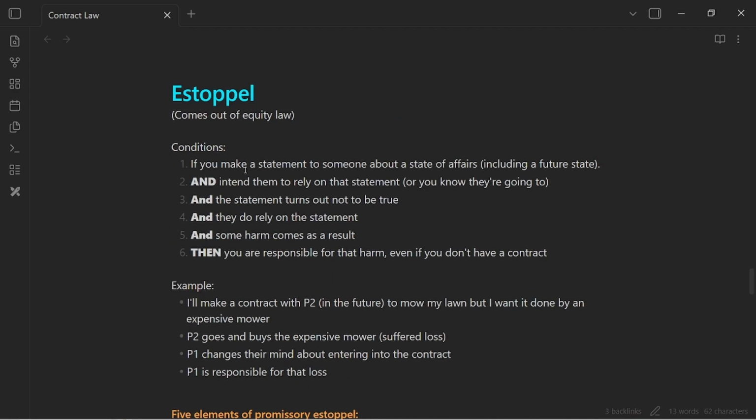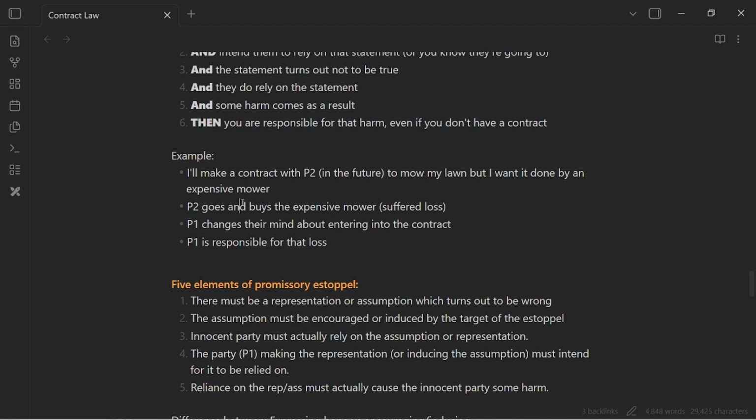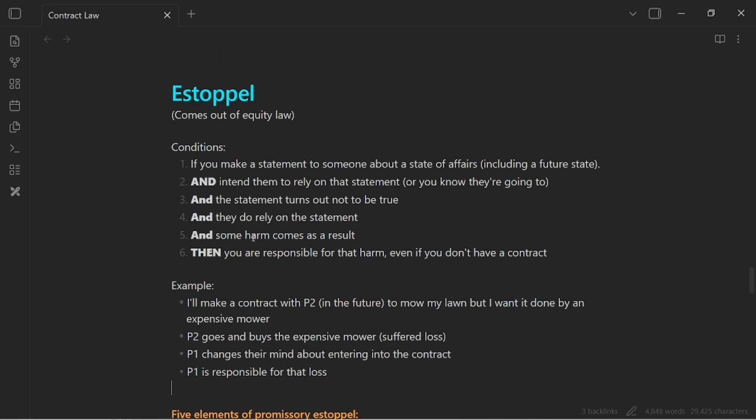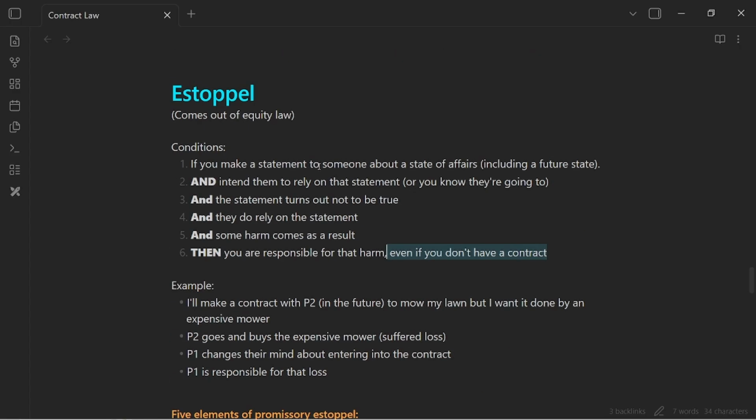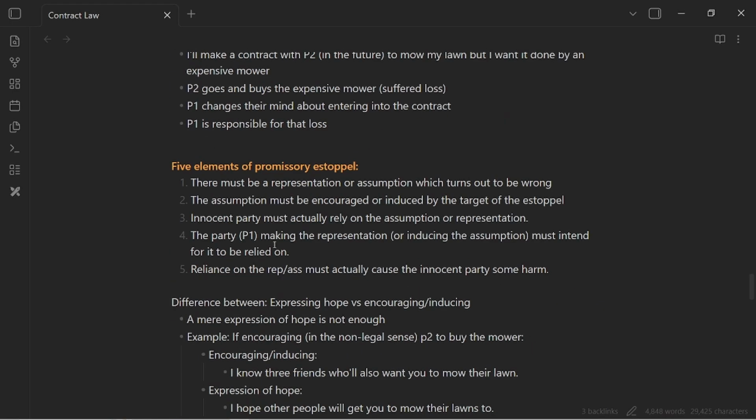Estoppel comes out of equity law. If you make a statement to someone about a state of affairs, including a future state, and intend them to rely on that statement, or you know they're going to, and the statement turns out not to be true, and they do rely on the statement, and some harm comes as a result, then you're responsible for the harm even if you don't have a contract. That makes sense, except... even if you don't have a contract, this would still be... I need to think about that.